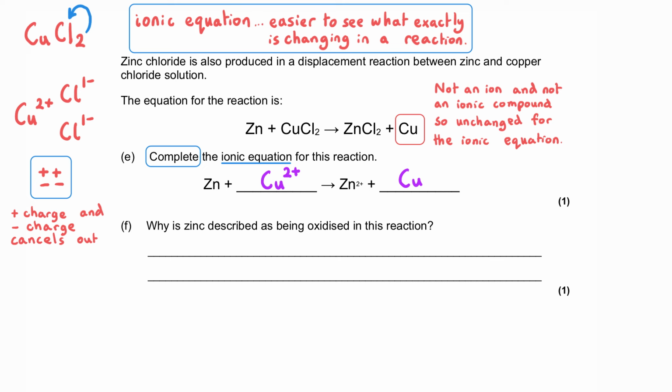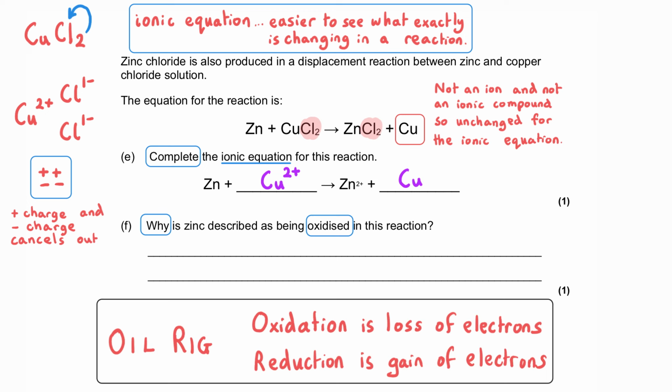And we can see for the ionic equation, the chloride ions are removed because they are not changing. And then we've been asked, why is zinc described as being oxidized in this reaction? Well, in terms of electrons, the acronym OIL RIG is quite useful because this helps us to remember that oxidation is the loss of electrons and reduction is gain.